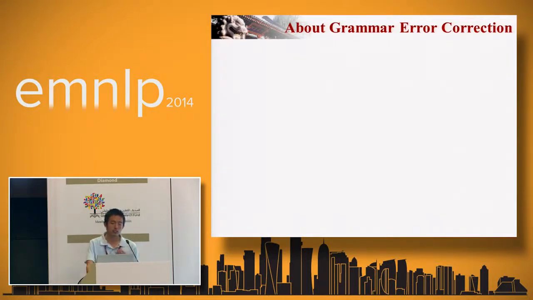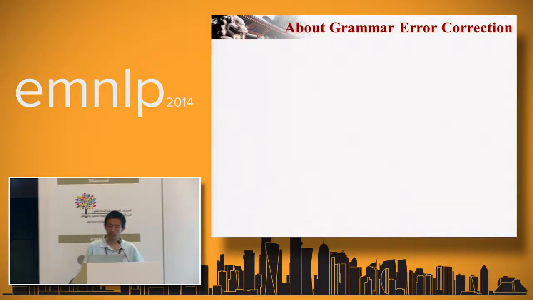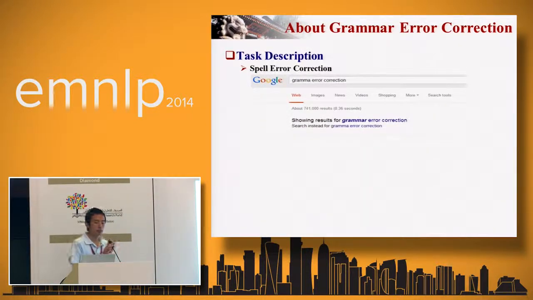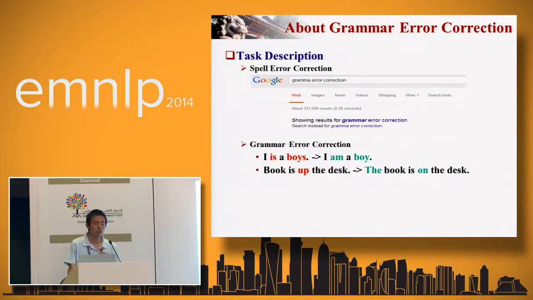In fact, it's hard to give a precise definition of grammar correction here, but I can compare this task with the task of spell error correction. With spell error correction, we usually meet this problem when using a search engine. You may have a typo in your query, and the search engine may reply that what you're looking for may be something else. Well, for grammar correction, things are a little bit different.